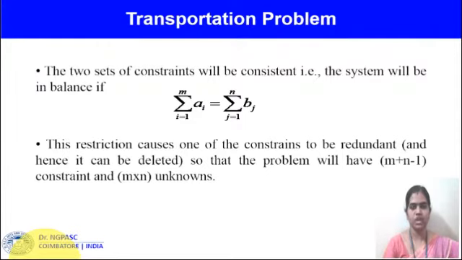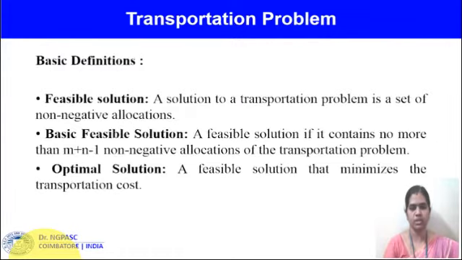Also, we should check for the rim condition m plus n minus 1, where m represents number of rows and n represents number of columns. If the number of allocations satisfies the rim condition m plus n minus 1, then the problem is a non-degenerate problem. Otherwise it will be degenerate.